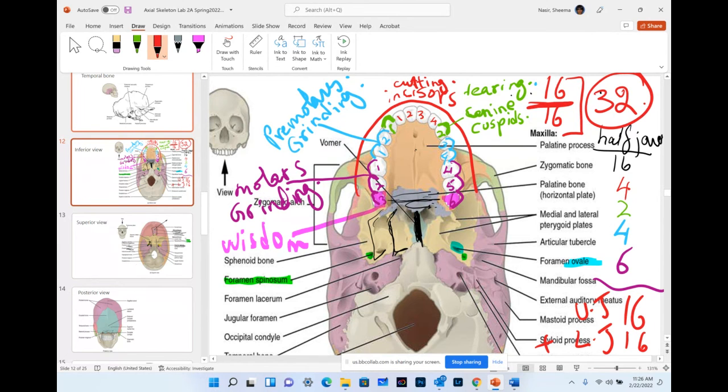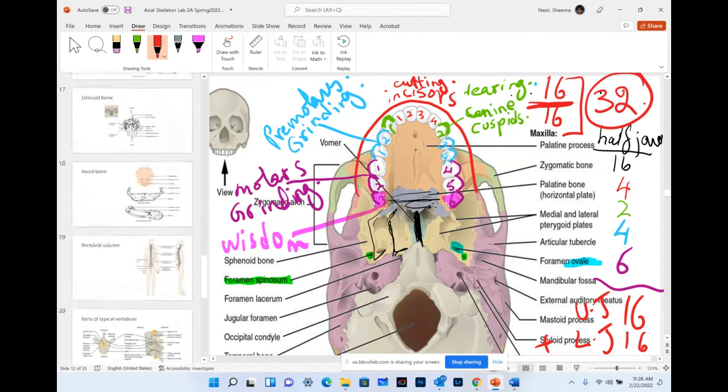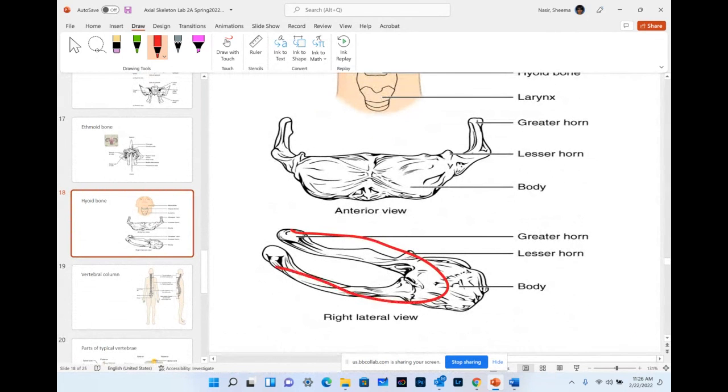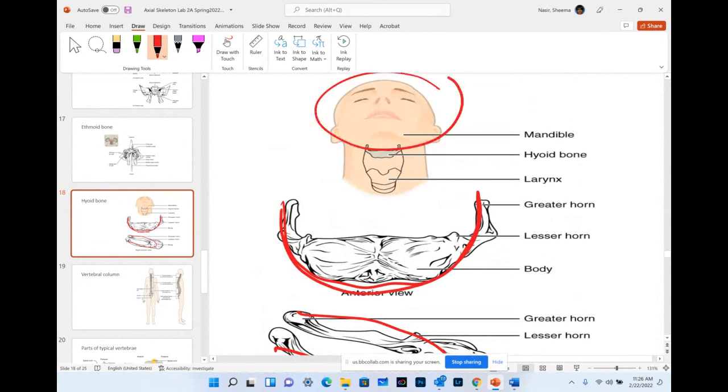Now, the next thing we are going to look at is the hyoid bone. The hyoid bone is a U-shaped bone. It is present where the head meets the neck, right there. Hyoid bone is the only bone that does not articulate with any other bone. It is held in place by the muscles of the tongue.